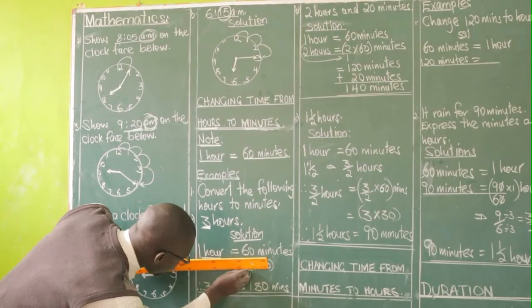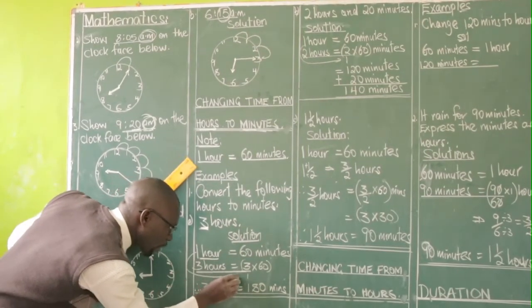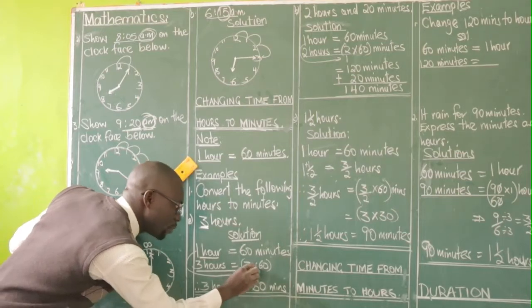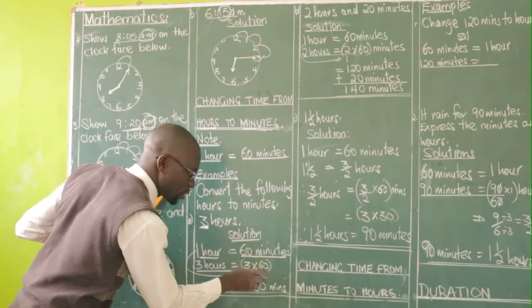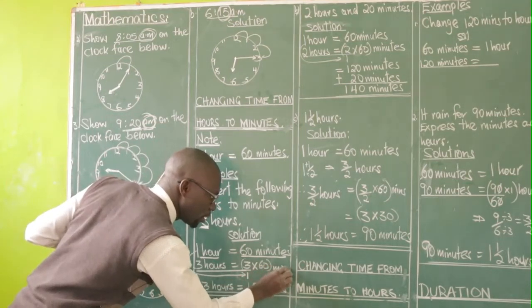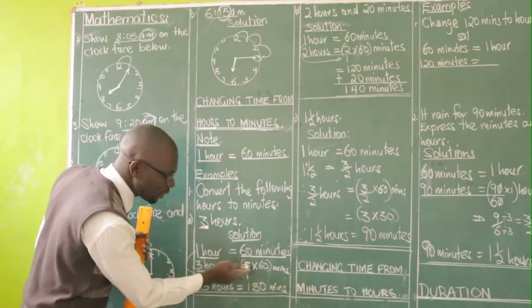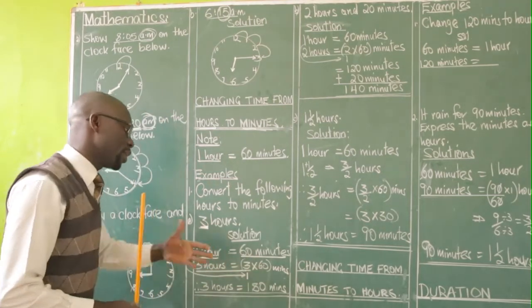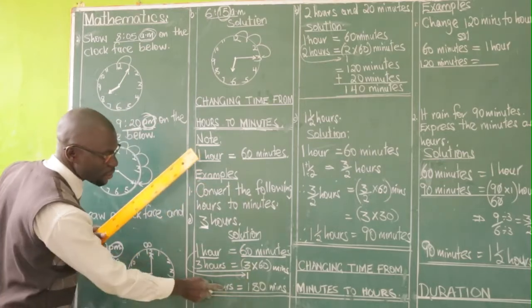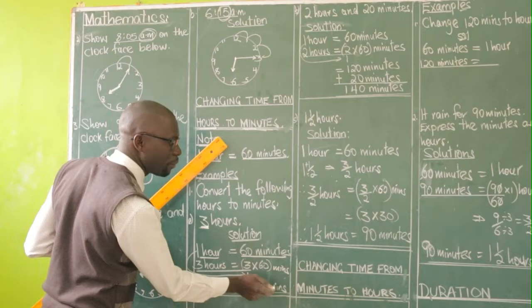We draw a line here, and this 3 we write it here, and this one which is up there we bring it here. Then we multiply by what is there. So this is times 60, and this side we put minutes. Now 3 divided by 1 is 3, and then 3 times 60, that's 180. Then we put minutes. So 3 hours are equivalent to, or are equal to 180 minutes.